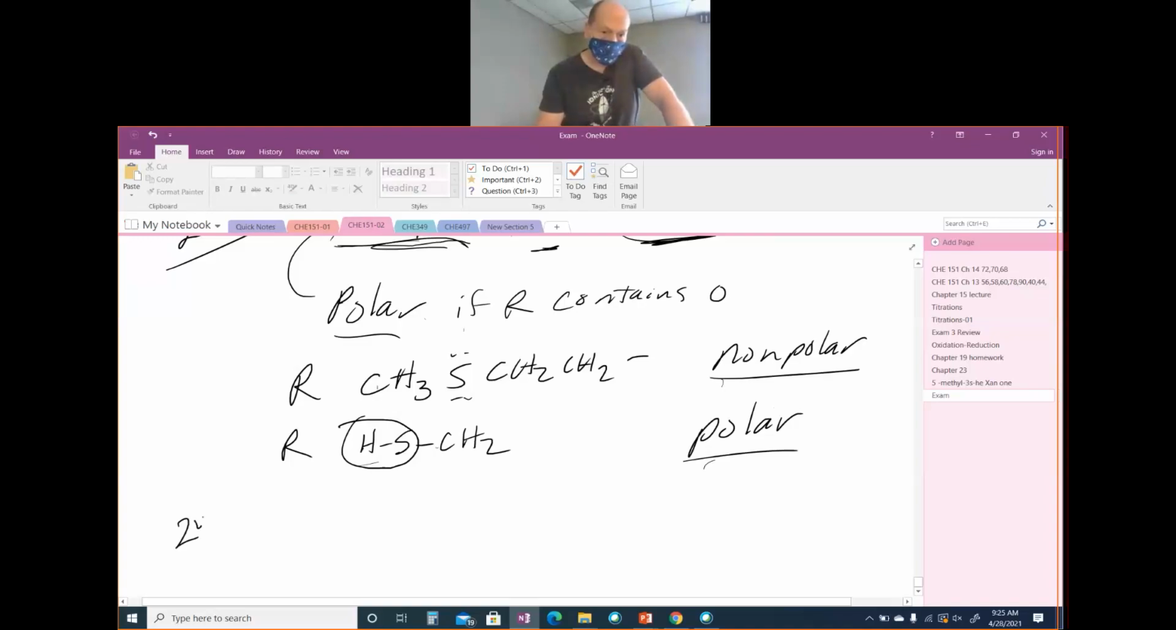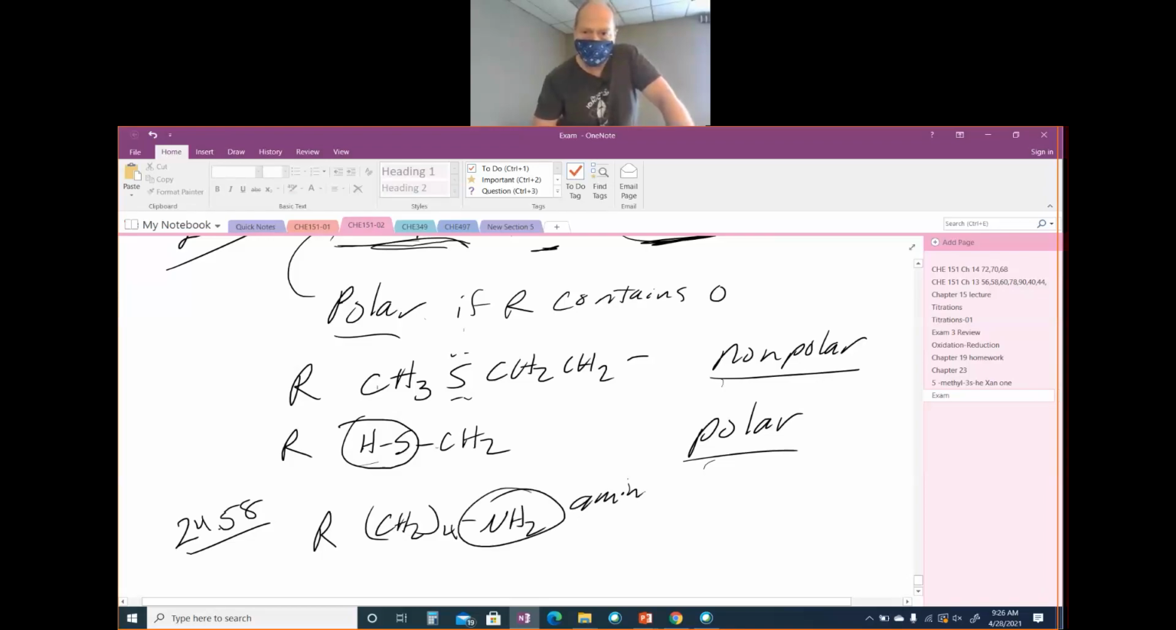So when we go down to 2458, again, it's the same question. We're just looking at the R group. We want to know if it's polar or non-polar. The first one has CH2 four times, CH2 sub 4, and then NH2. This is an amine group. This is the most basic organic functional group. This is a basic amino acid.